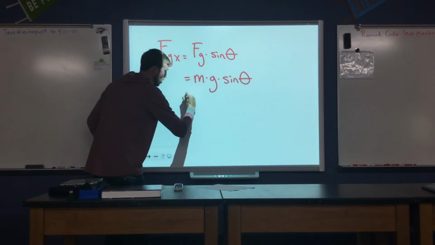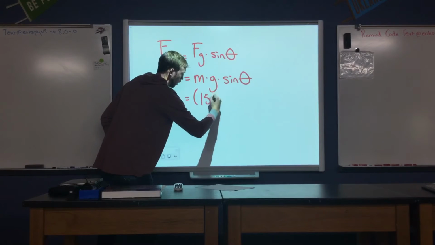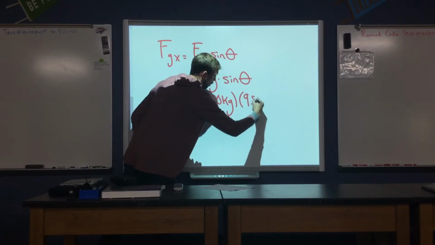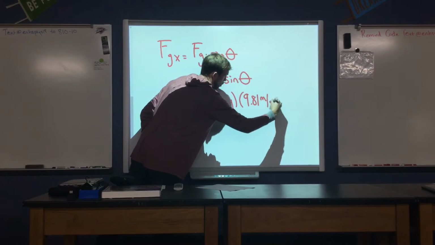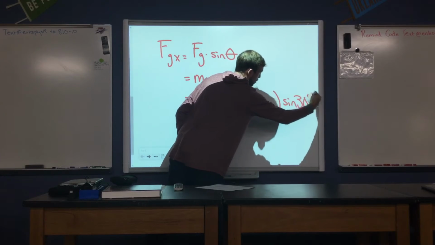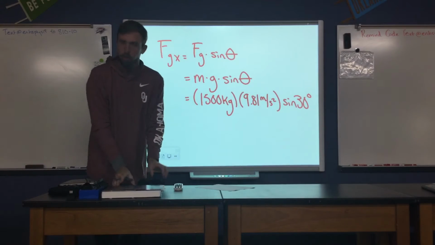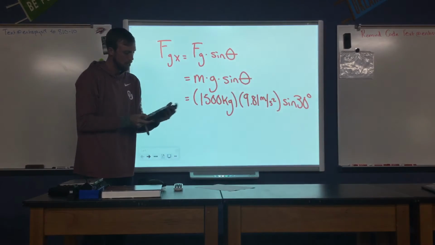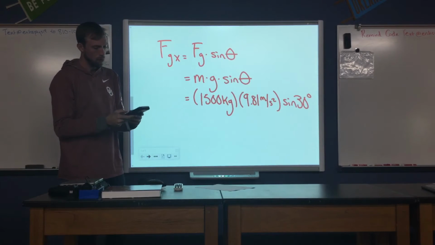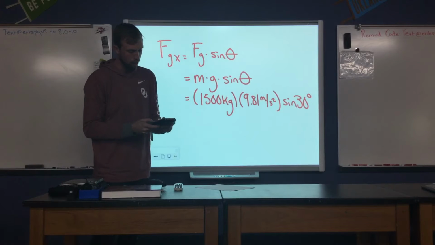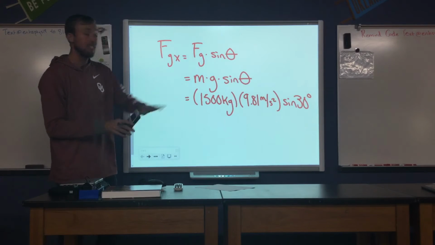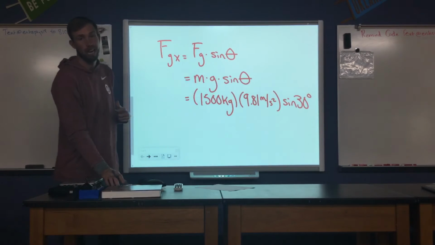So here we'll go 1,500 kilograms, multiplied by g for the Earth, 9.81 meters per second squared, multiplied by sine of our angle, 30 degrees. And we'll go ahead and plug this in mathematically. Got a calculator here nice and handy. So we'll go 1,500 times 9.81 multiplied by sine of 30. Important to make sure that we're in degree mode here, not radian mode. Otherwise the angle won't be processed in your calculator the right way.